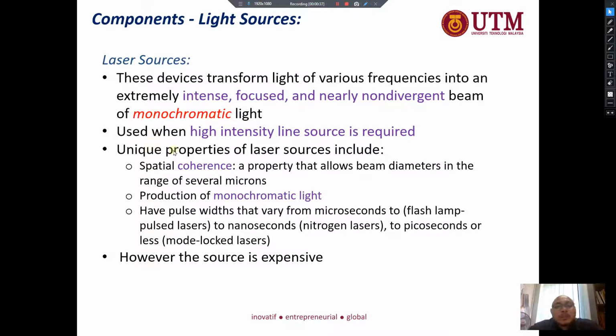The unique properties of lasers include spatial coherence, a property that allows beam diameters in the range of several microns, which means very specific. Production of monochromatic light with no interference of other wavelengths. So it's very specific. They have pulse widths that vary from microseconds to nanoseconds or picoseconds. It means that the analysis will be very sensitive or very focused. However, the source is expensive.